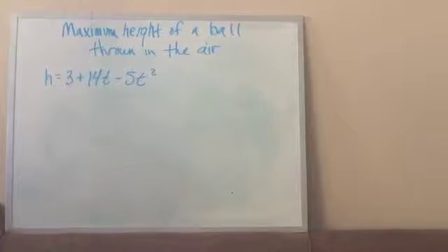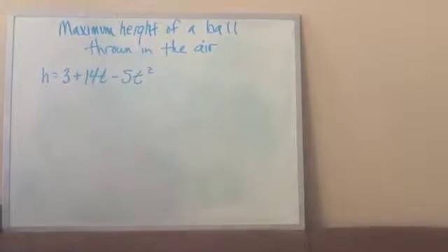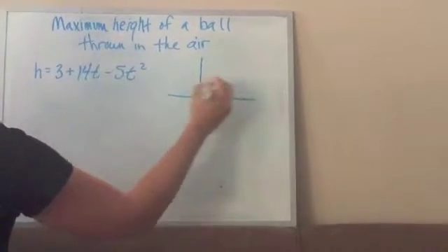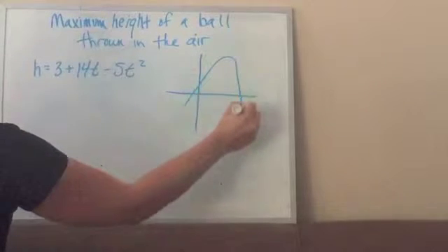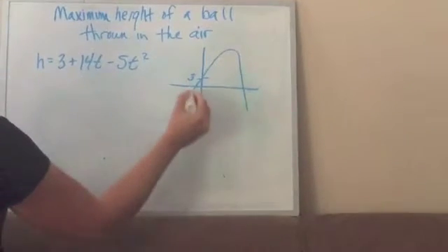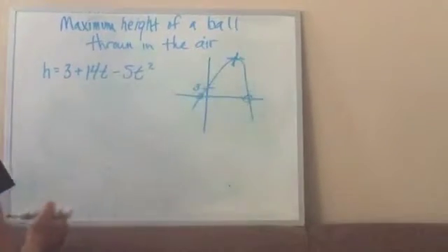Now we're going to look at a max-min question. In this question, we're finding the maximum height of a ball thrown in the air. Key word is maximum. This means we will be completing the square because we want that vertex. Over here, I'm drawing the ball's pattern in the air. We can see that the y-intercept there is 3, and the maximum height happens at its vertex.